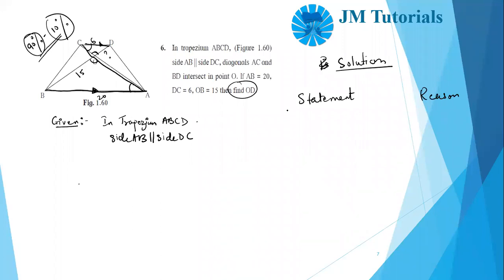Tell me the names of the triangles which I'll take. This upper triangle, tell me the name. COD. And this lower triangle, BOA. So this is COD and this is BOA.